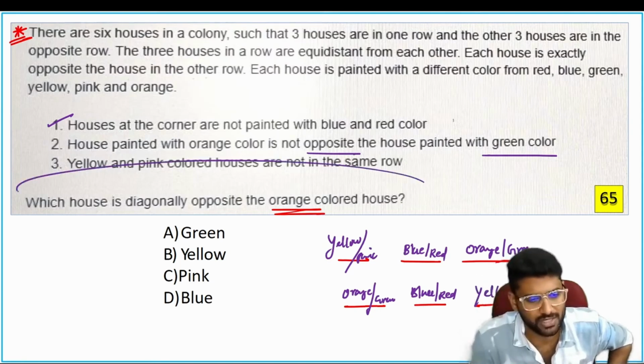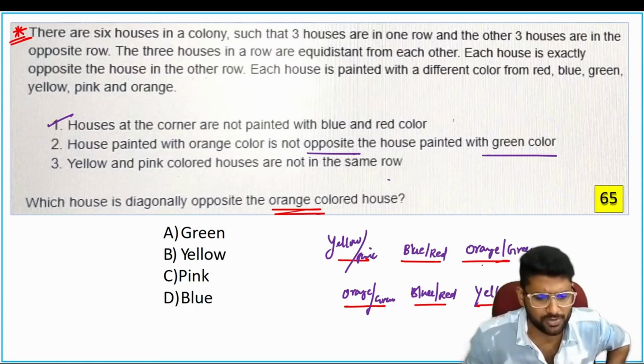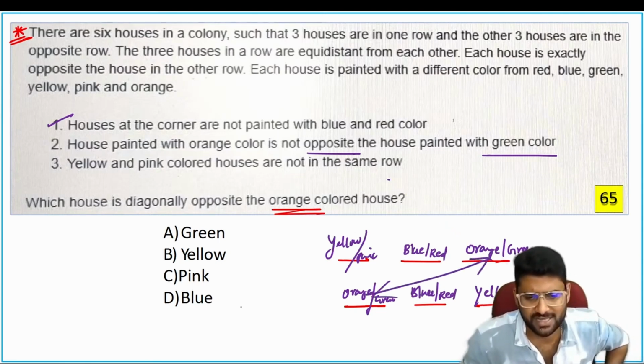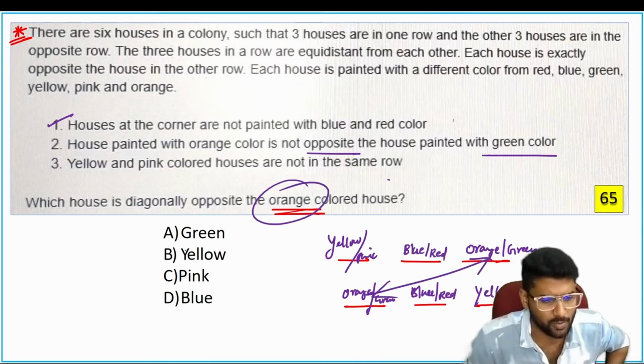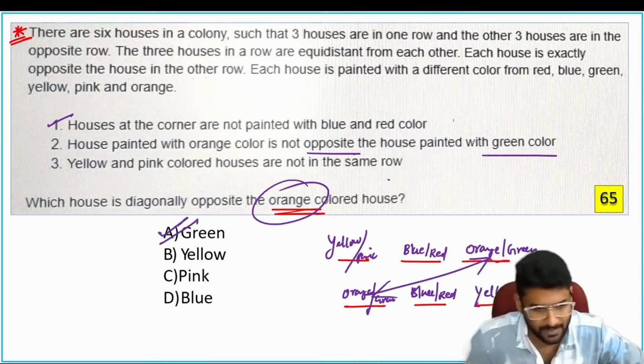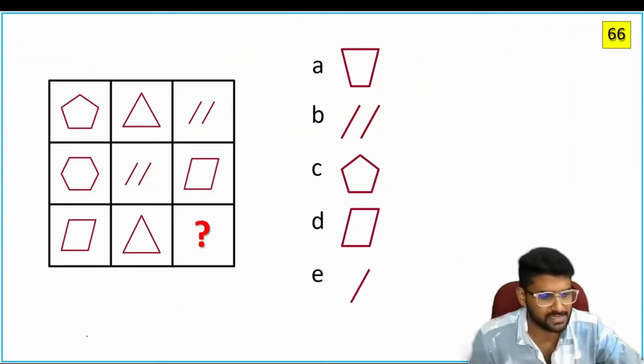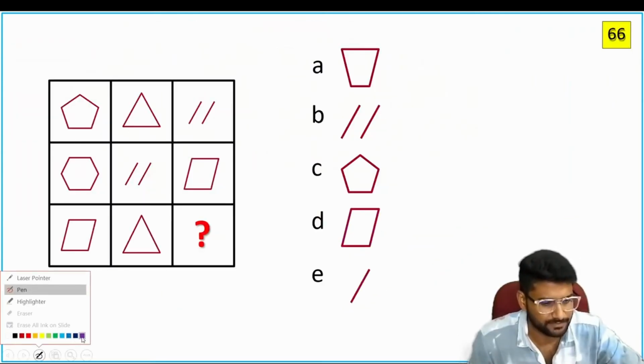Now go through the question. So which one is diagonally opposite to the orange? Always, if you go through any possibility case, orange is always diagonally opposite. Diagonally opposite means this is diagonally opposite. So orange is always diagonally opposite to green. Hope you understand this arrangement. Next.